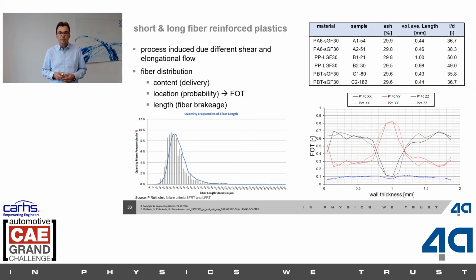But what is the advantage here? As we know for this material class, the process induces different fiber orientations based on the shear and the elongational flow. And this can also be considered, as you can see in this diagram in the lower right area. Furthermore, we know from the manufacturing that we have fiber breakage, so we have a fiber length distribution. And also we have a distribution of the fiber content, based on the delivery and the molding itself. We have different content in each area of a part.